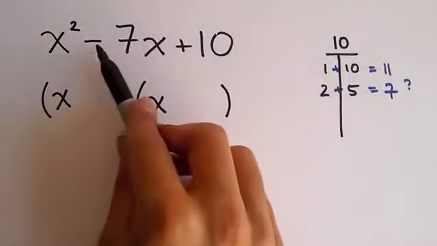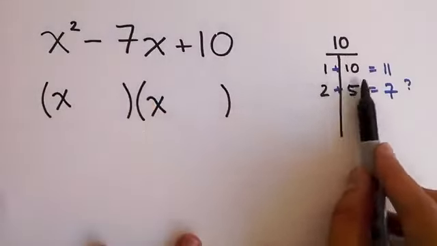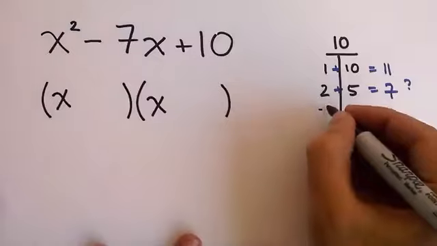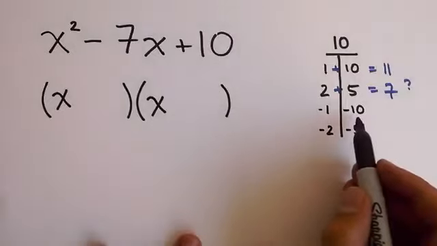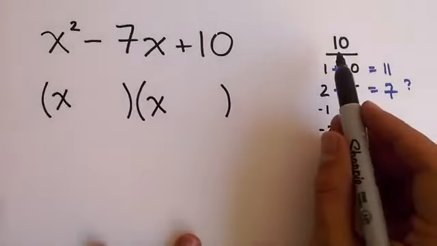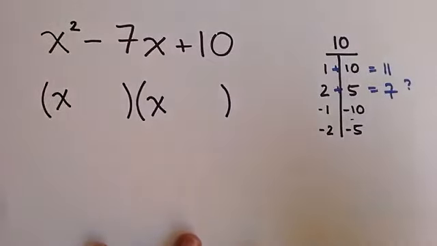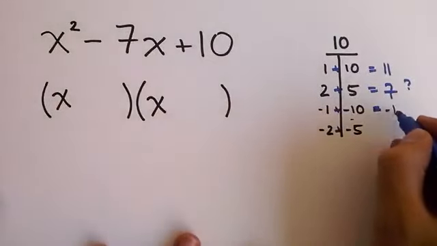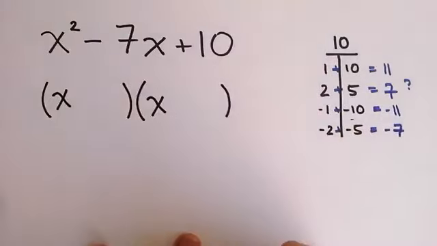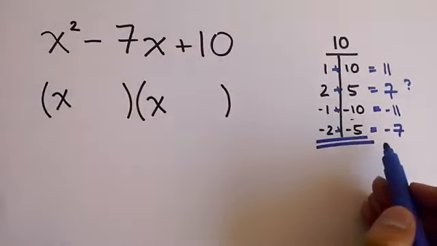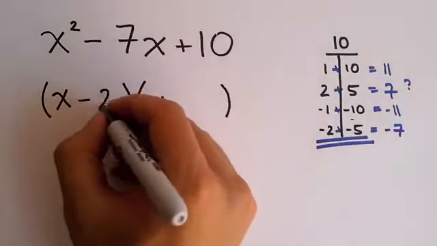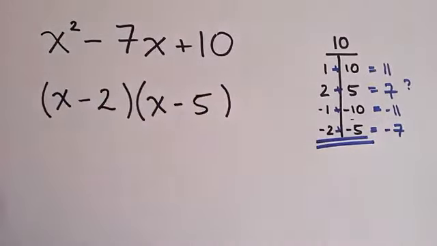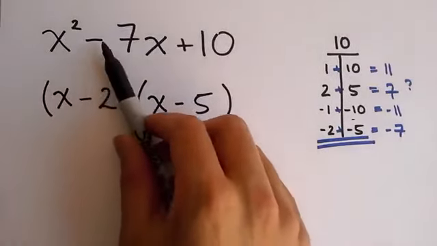That happens because as you see a negative sign here, you need to consider not only the positive factors of your constant term, but you should also consider the negative ones. So you should also consider -1 and -10, because -1 and -10 multiply up to 10, and when added they give you a negative number. So if you add these two new pairs that we found, you obtain -11 and you obtain -7. So see that these two factors that you found here are the ones responsible for this quadratic expression. So x minus 2 and x minus 5.